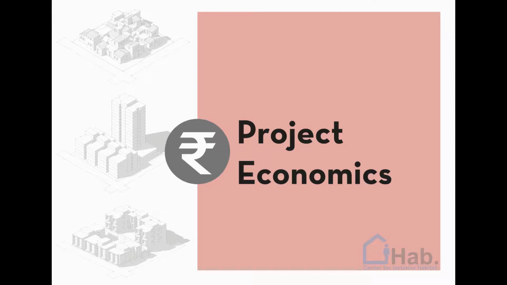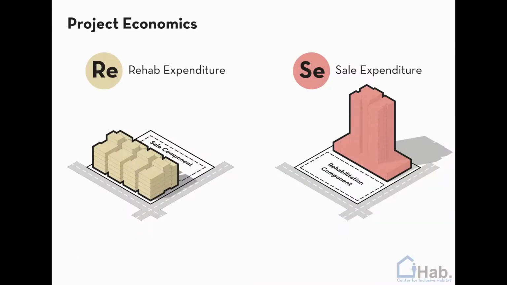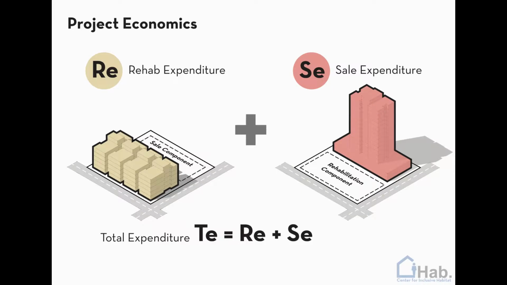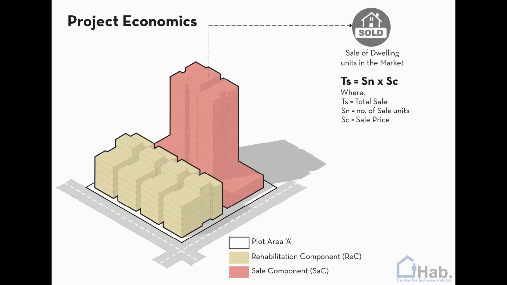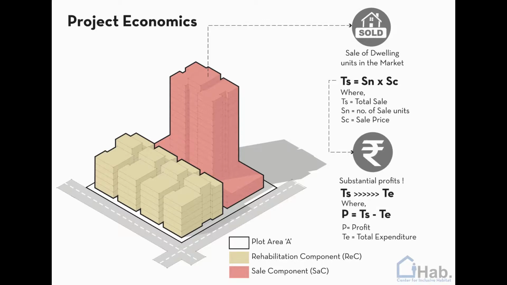Now let's take a look at the economics of such projects. The total expenditure shall be the cost incurred on building both the rehab component and the sale component. Now, the developer will sell the sale units at a certain market rate to pay for all the incurred expenditure and in the process making substantial profits.